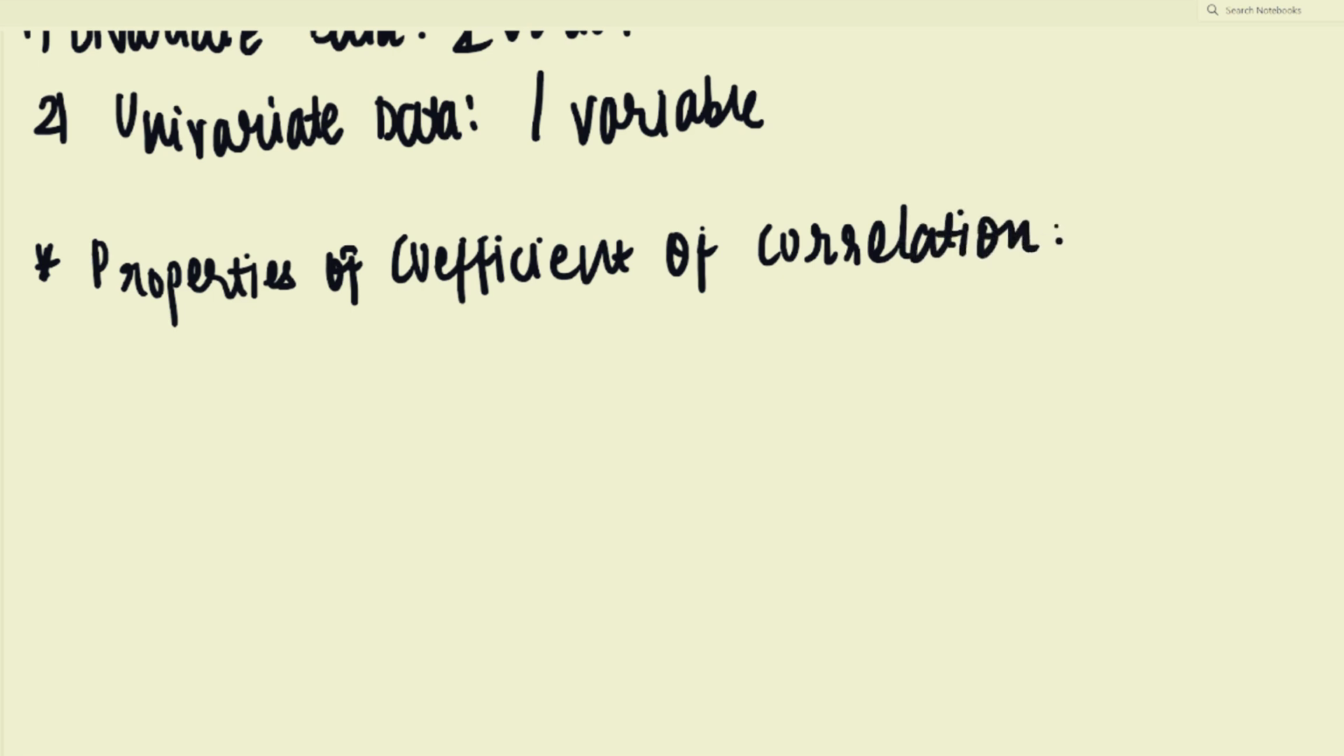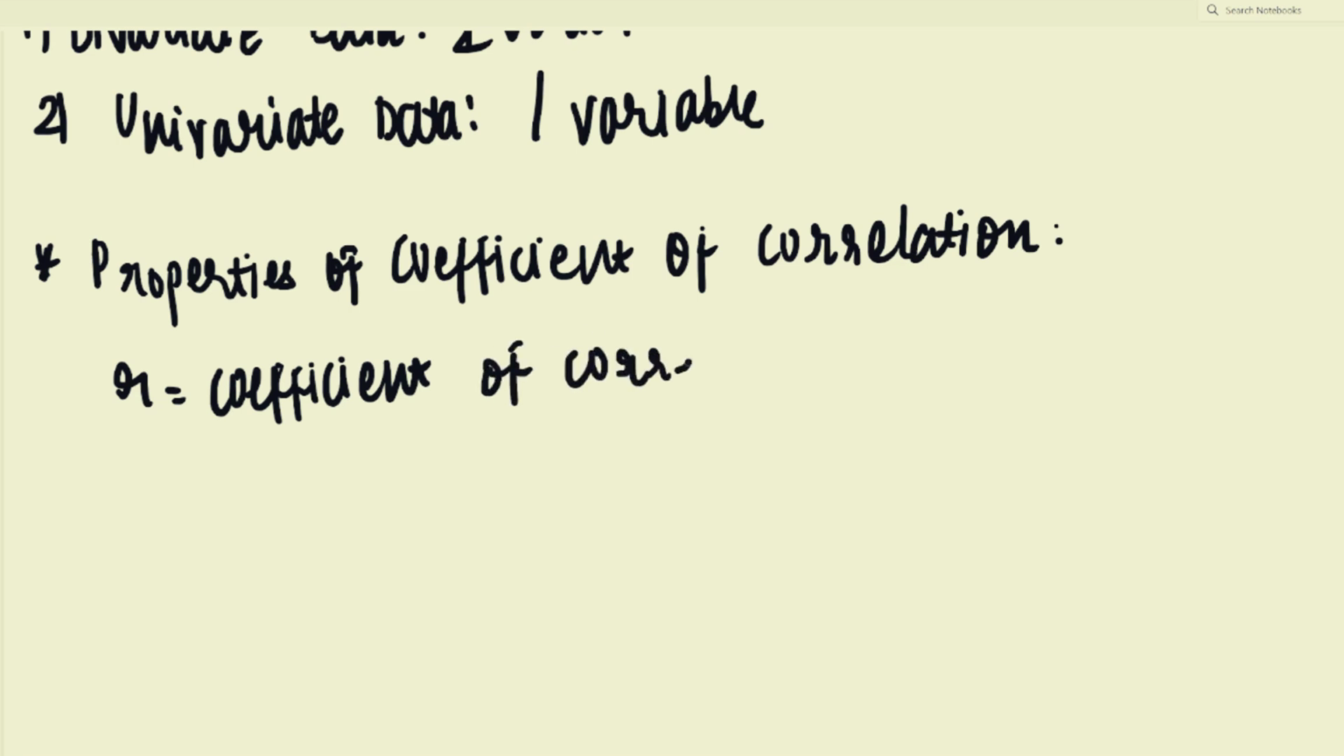So this is how we solve it by Karl Pearson's method. The coefficient of correlation is denoted by R. In the next video we will look into how to solve a question by the assumed mean method.